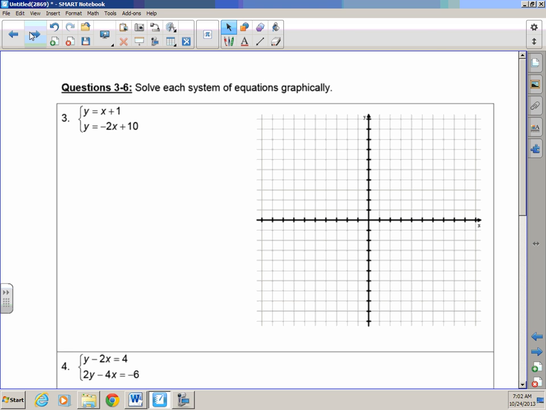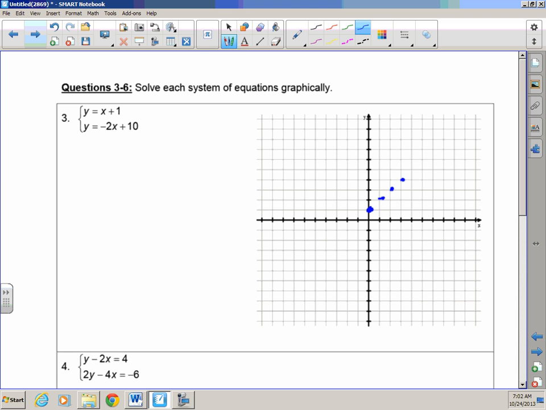I want to graph these two lines, and I want to determine where, if any, they intersect. Well, you should see they're going to intersect because their slopes are different. So right there, you know there's going to be a point of intersection. So you're going to graph these lines just like you've graphed all the lines so far, using the y-intercept, which in the first case is 1, and the slope, which is 1 over 1.